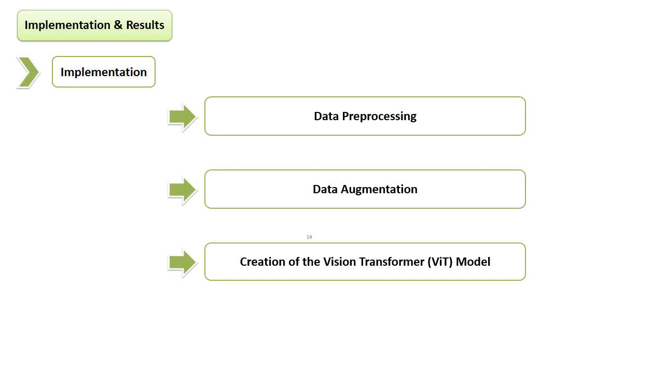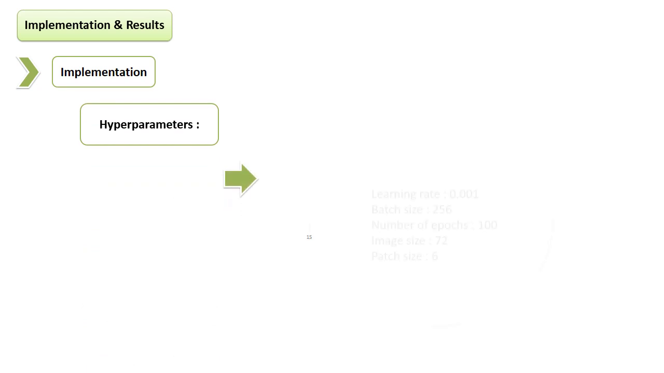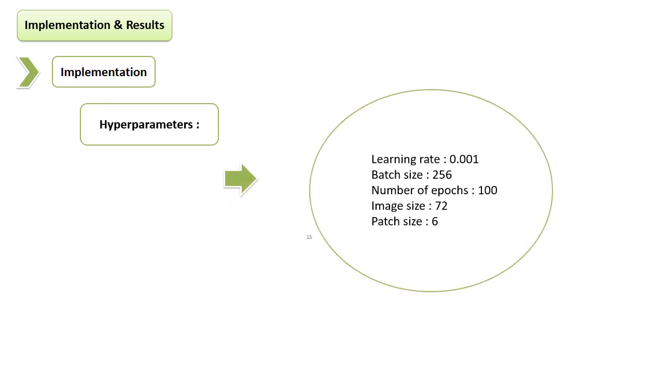And without forgetting the Adam optimizer, it has been used to optimize the parameters of the model during the training process. And the last step, of course, training. Here I mention some hyperparameters used, like learning rate, batch size, the number of epochs, and the size of the image.